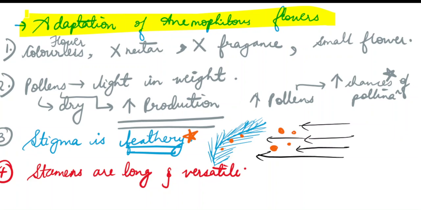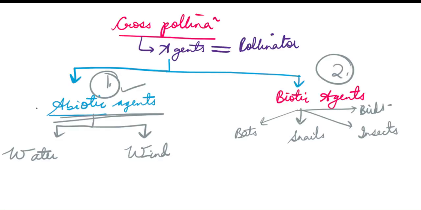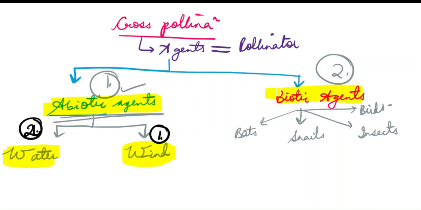So coming to the next part, which is pollination by water. The second type is pollination by water. We are done with wind as the first type, and this is the second type. So we are done with wind pollination. In abiotic, wind and water are there. So we are now doing water pollination. Then we will come to biotic agents.